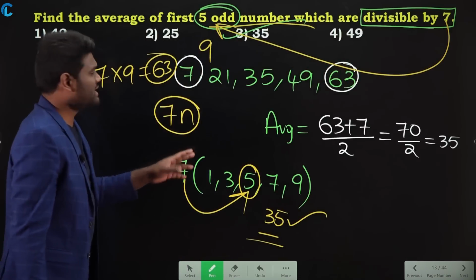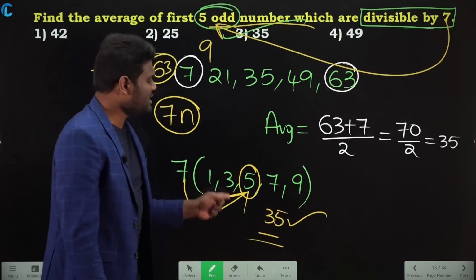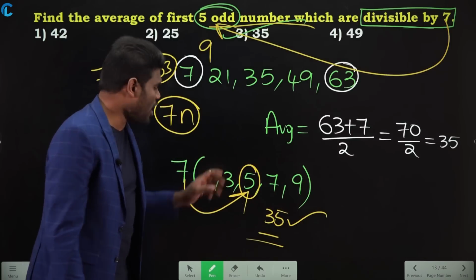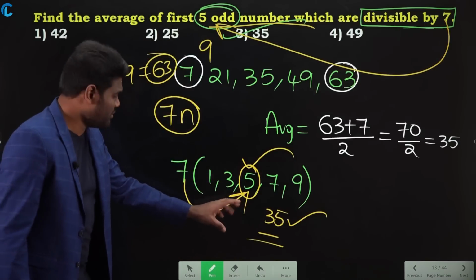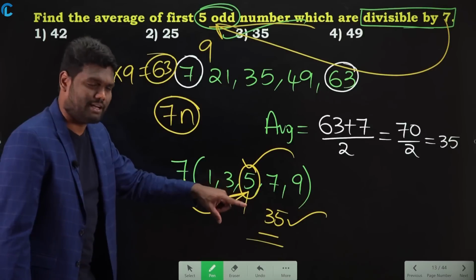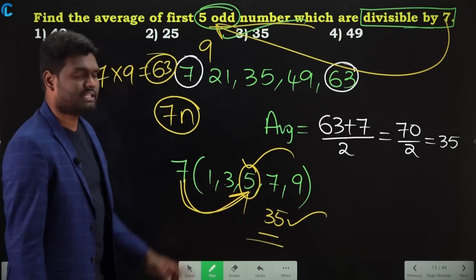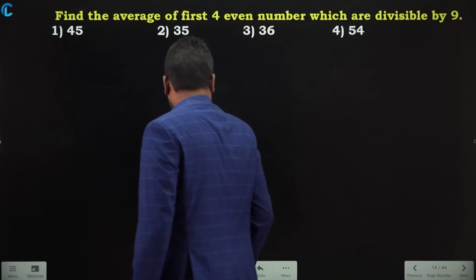Or else what you can do is, you can just take 7 common. If we take 7 common, 1, 3, 5, 7, 9. These are the first 5 odd numbers. For the first 5 odd numbers, the average is nothing but 5. The average is 5, and it should be divisible by 7. So simply multiply it with 7. 7 into 5, you can say that the answer is nothing but 35. Let us look at the next question.